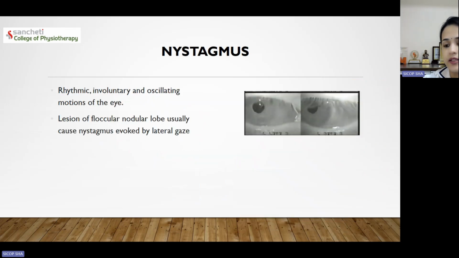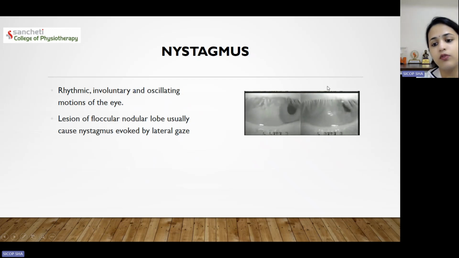Now let's go to the next clinical presentation, that is nystagmus. Normally, if you move your eyes side to side, up and down, the eyes are not going to oscillate. But in nystagmus, there is rhythmic, involuntary, and oscillatory motion of the eye. As you can see in the video over here, the eyes are oscillating to and fro when going to the side.